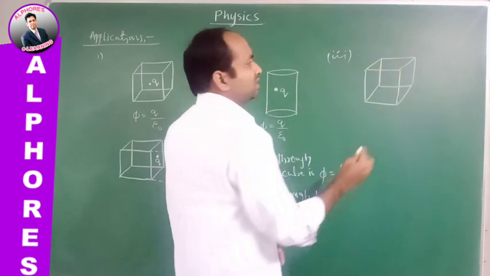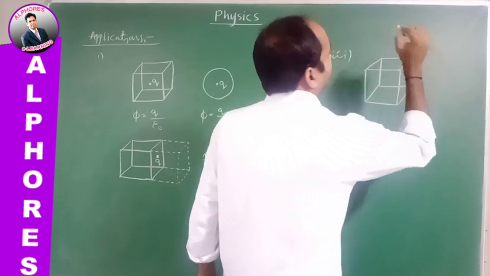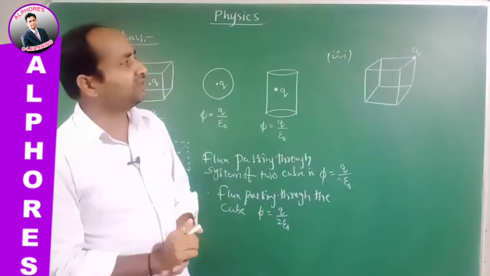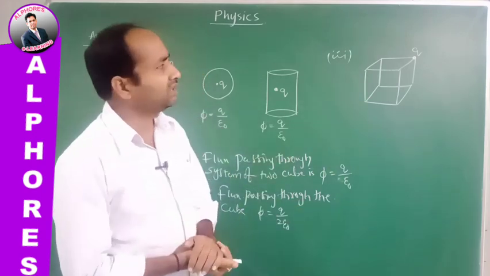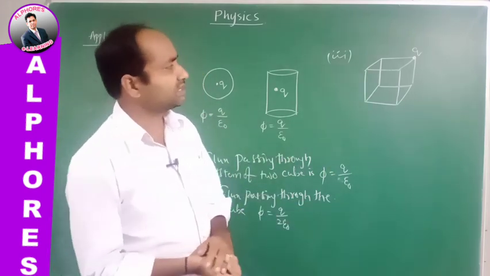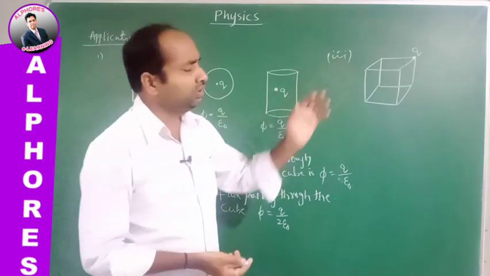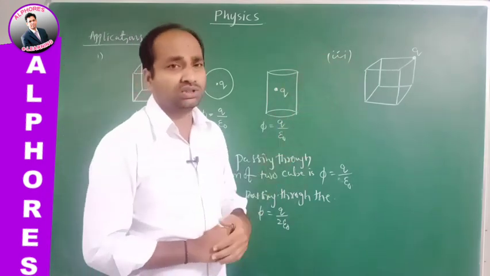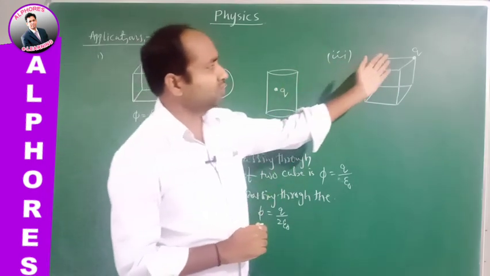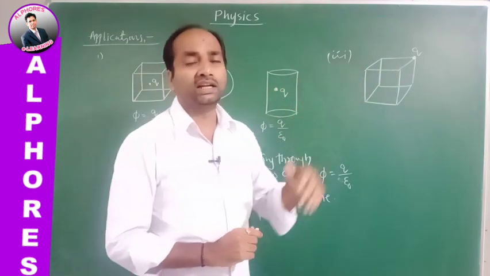Now suppose the same charge q is kept at one of the corners of the cube. Then what is the flux passing through the cube in such condition? See, now in this condition, to enclose this charge q, we require 8 identical cubes.